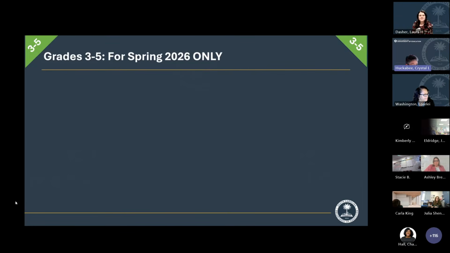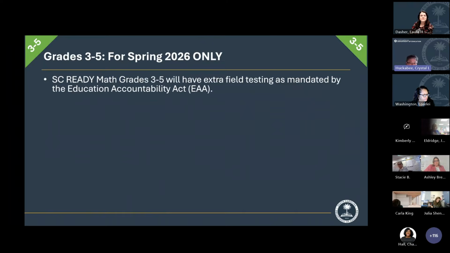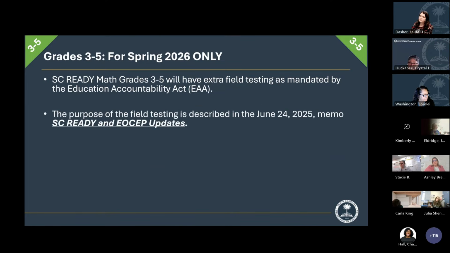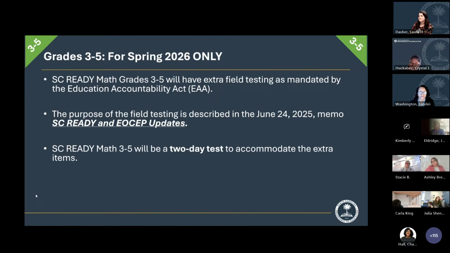All right, moving on to SC Ready Math Field Testing. We're looking at extra field testing for spring 2026 only. So grades 3 through 5 will have extra field testing as mandated by the Education Accountability Act. The purpose of field testing is described in the June 24th, 2025 memo, SC Ready and EOCEP updates. SC Ready Math is going to be a 2-day test for grades 3 through 5 only, and that is to accommodate those extra items.